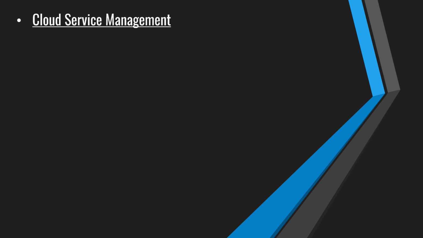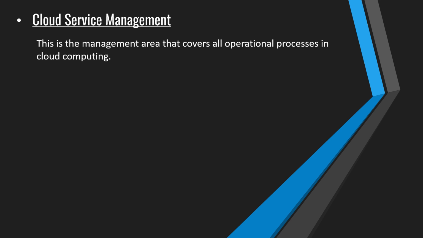Now the next component of the architecture is cloud service management. What is cloud service management? This is the management area that covers all operational processes in cloud computing. This section manages the business side, like customer support, billing and resource provisioning, making sure users get what they need smoothly and consistently.